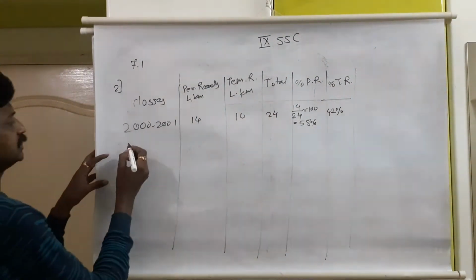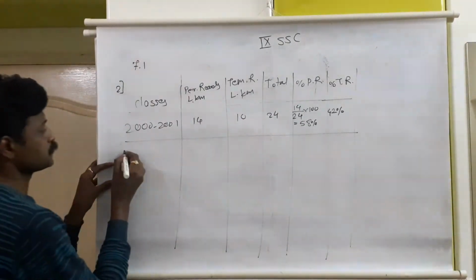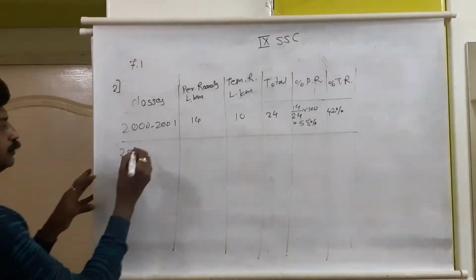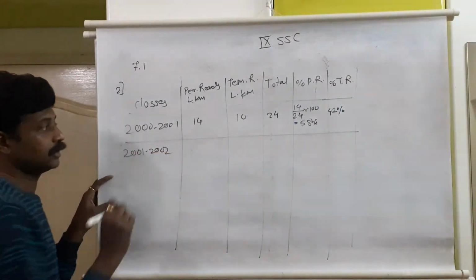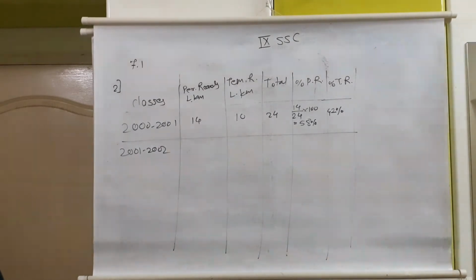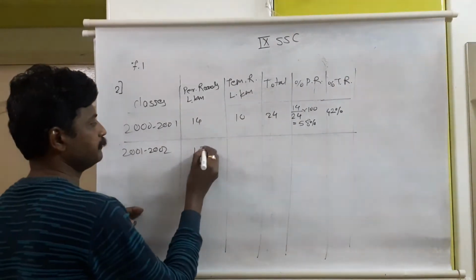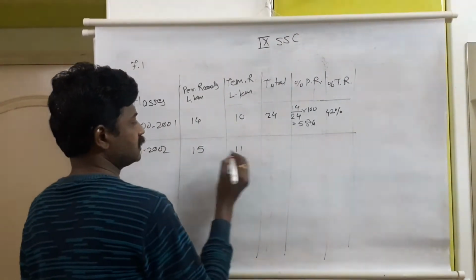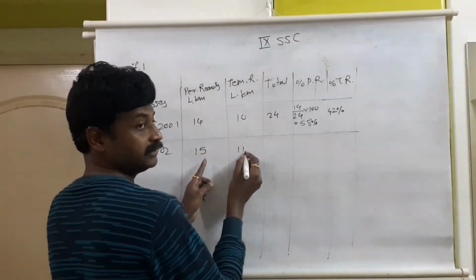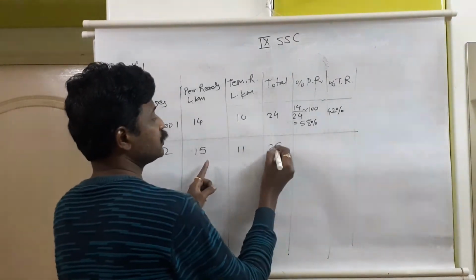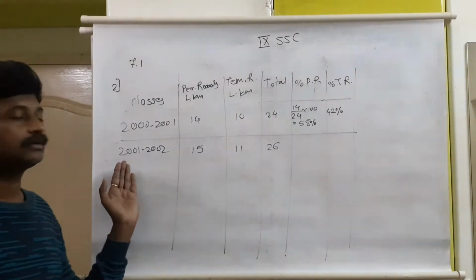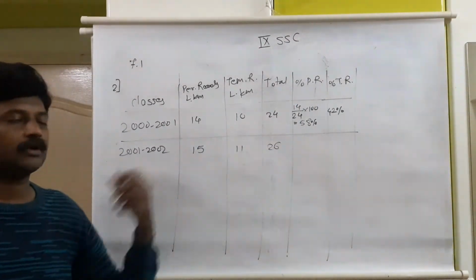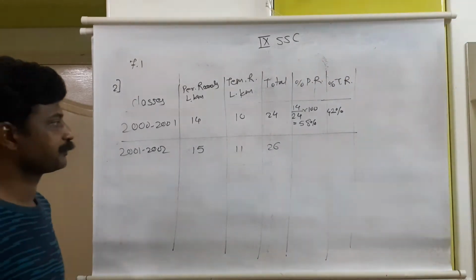Now for next year. Next year is 2001 to 2002. Permanent roads were 15 lakhs kilometer and non-permanent temporary roads were 11 lakhs kilometer. Total of this 15 plus 10, 25 plus 1, 26. For 2001 to 2002, total 26 lakh kilometers. So, the number of kilometers increased by 2 lakhs kilometer.